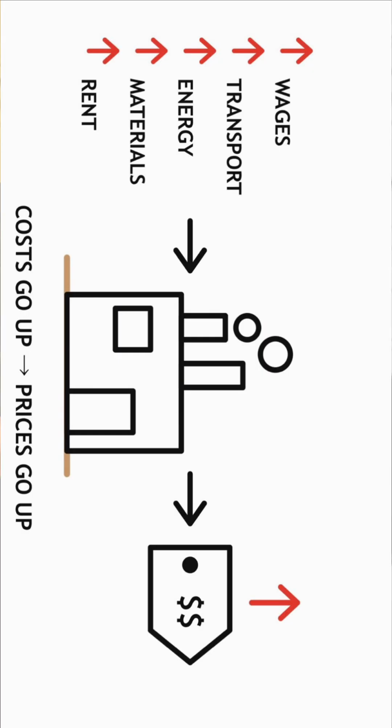Inflation can also happen because the cost of producing goods increases. Businesses have expenses such as wages, transportation, energy, materials, and rent. If those costs increase, businesses may raise their prices to maintain their profits. So when we see prices increasing, we have to ask an important economic question. Is demand increasing? Is supply decreasing? Or are businesses facing higher production costs? The answer can help us understand what is actually happening to the economy.